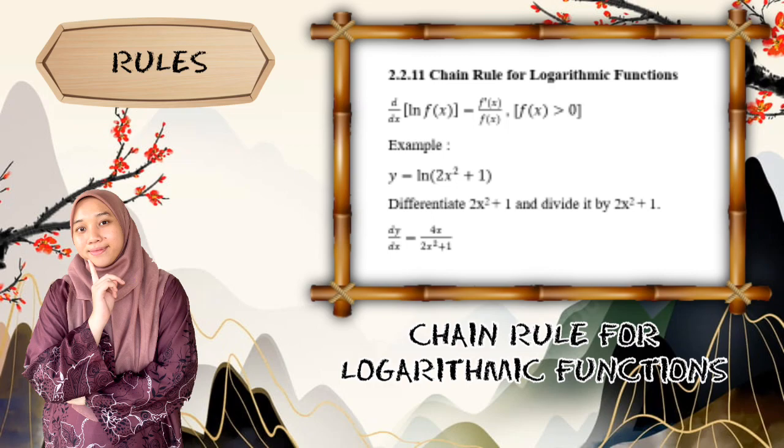Chain rule for logarithmic function. This is how to differentiate a logarithmic function. Example given, y equal to ln of 2x to the power of 2 plus 1. First, differentiate the function and divide it by the original function. Then, you will get the answer.